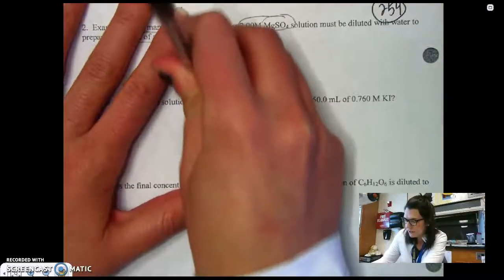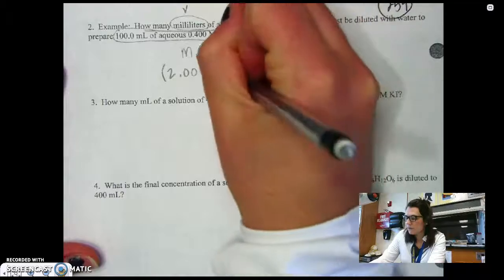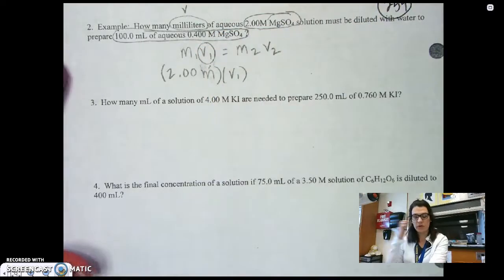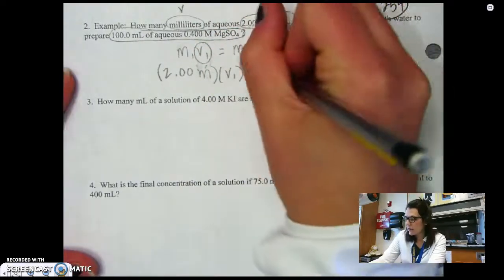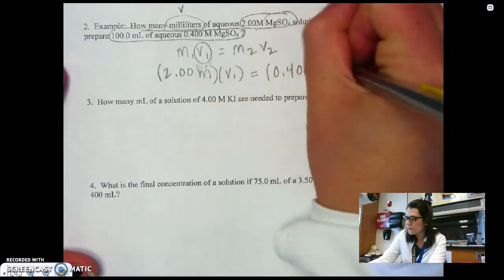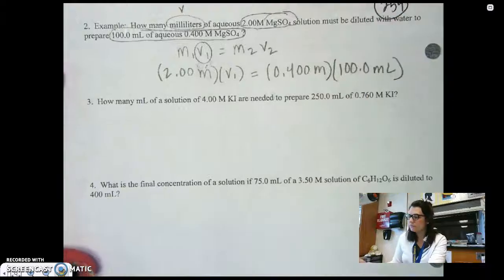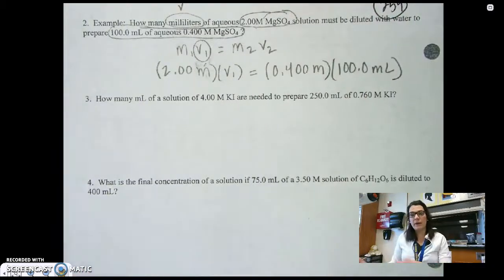Okay? Hang on. Sorry. Molarity. I'm going to show you something here in a second. Molarity times volume 1, because that's what I'm looking for, is equal to, I need a new molarity of 0.400 molar, and I want 100 milliliters of it. Okay? How do I get V1 by itself?